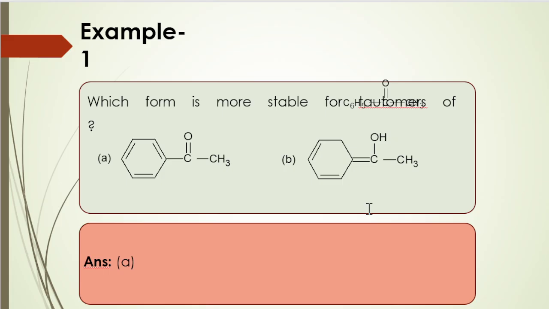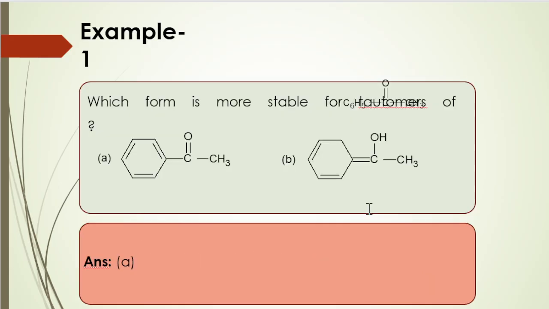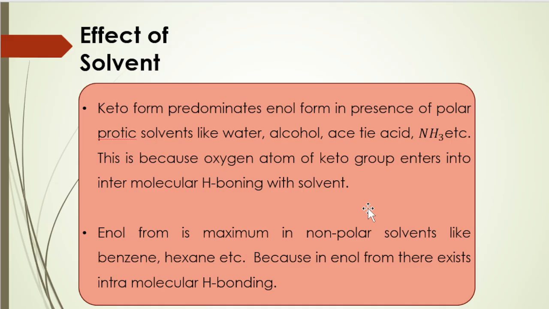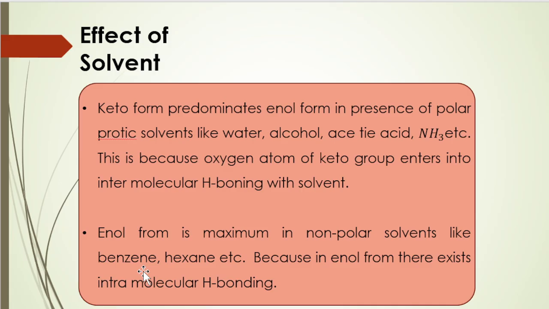See, for example, if we consider this particular compound, can you write the enol form for this, and which is more stable? Which is more stable means the C=O is linked to the aromatic ring, as there is a conjugation, so that form is more stable.